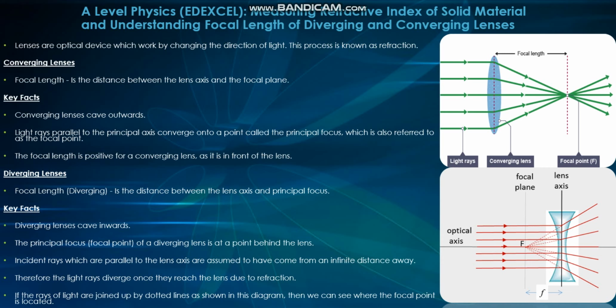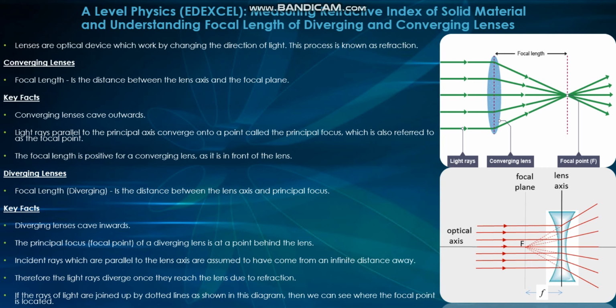For diverging lenses, the focal length is defined as the distance between the lens axis and the principal focus. Some key facts about diverging lenses are that they cave inwards, and the principal focus, which is also known as the focal point of a diverging lens, is behind the lens. Incident rays which are parallel to the lens axis are assumed to have come from an infinite distance away. Therefore, the light rays diverge once they reach the lens due to refraction. If the rays of light are joined up by dotted lines as shown in the diagram, then we can see where the focal point is located.